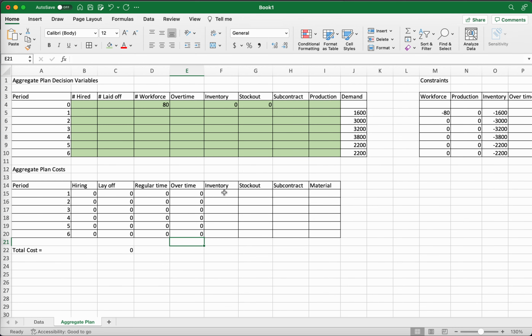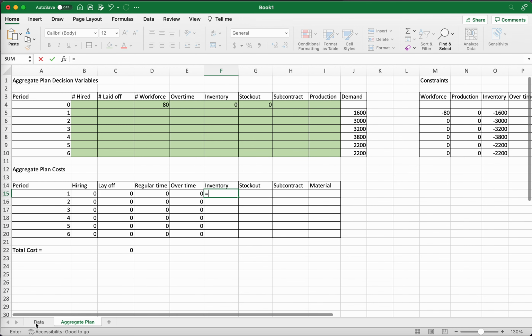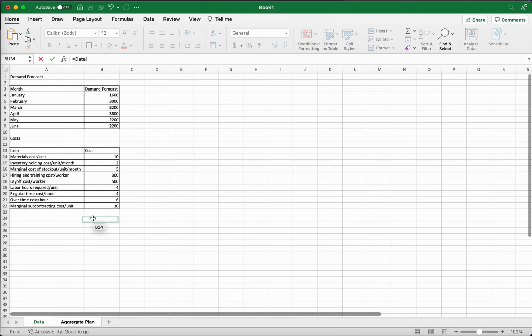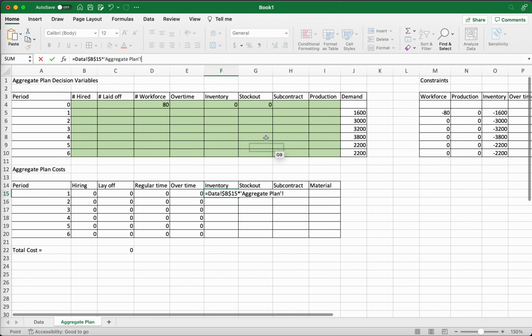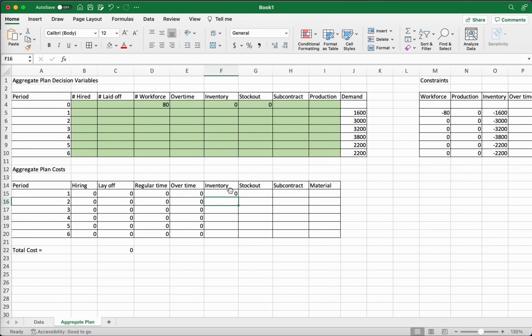The same goes for inventory. The cost of inventory is $2 per month per unit. Again, I'm going to make that an absolute reference and multiply that by the number of units of inventory that you have. So if inventory is 0, you're not holding anything and it's not going to cost you anything. Otherwise, it is going to cost you whatever it is going to cost you.